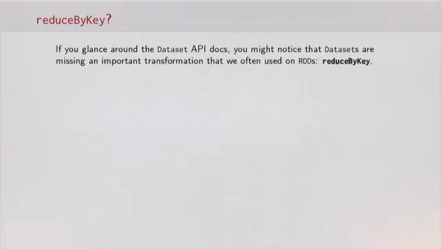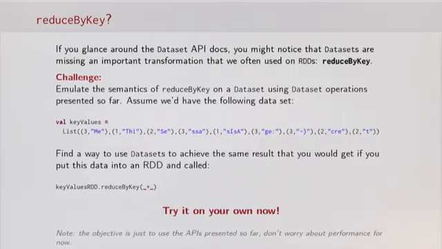But okay, I just went through a list of transformations, and there was one super ridiculously important transformation that we learned about on RDDs, and it was nowhere to be found. So what happened to reduceByKey? Well, the short answer is that datasets don't have a reduceByKey method. But we can do a little challenge right now.